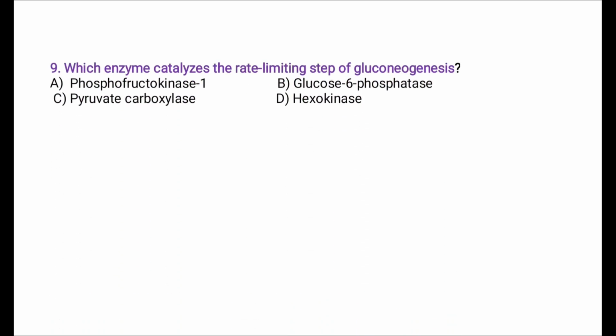Next, which enzyme catalyzes the rate limiting step of gluconeogenesis? A. Phosphofructokinase 1, B. Glucose 6-phosphatase, C. Pyruvate carboxylase, and D. Hexokinase. C. Pyruvate carboxylase.